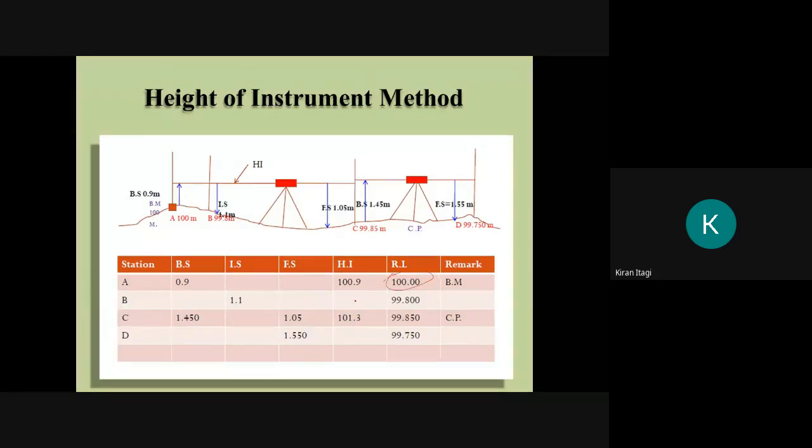So, to be quick here: we have the benchmark reference level, that is 100. We add the backside, so we get the height of the instrument. From the height of the instrument, we subtract the intermediate side, and we get the RL. From the height of the instrument, we subtract the fourth side, and we get the RL. To this RL, we add the backside and get the new height of the instrument. From this height of the instrument, we subtract the fourth side and get the RL at that point.